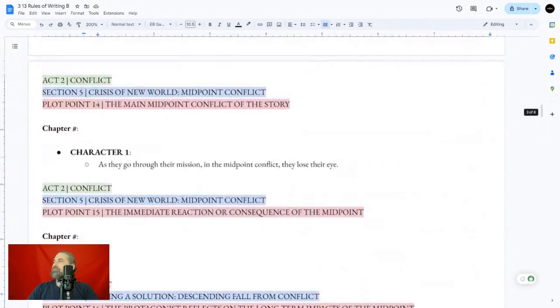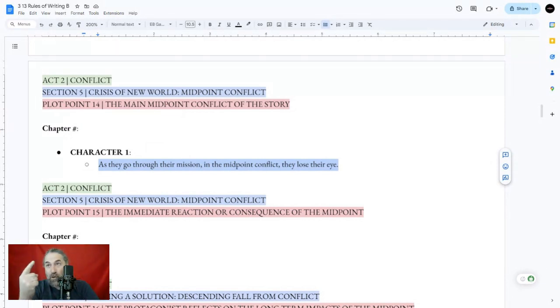Okay, so we did that. All right, now this changes their position because their position was I'm great. But this completely changes their position because they went from confident to not confident. They lack confidence now, and they are one eye short. So now they have to emotionally deal with that. And now you see how we're creating.